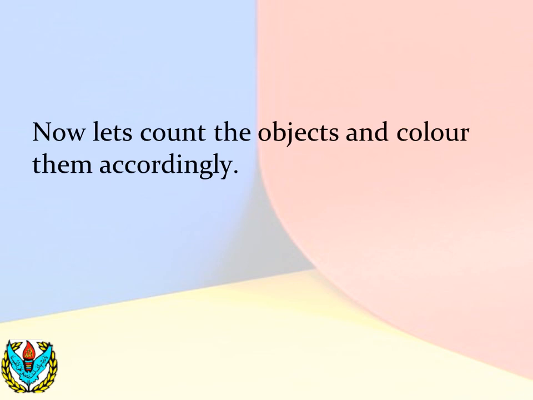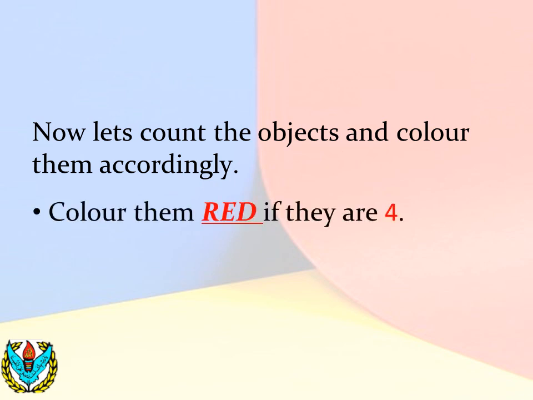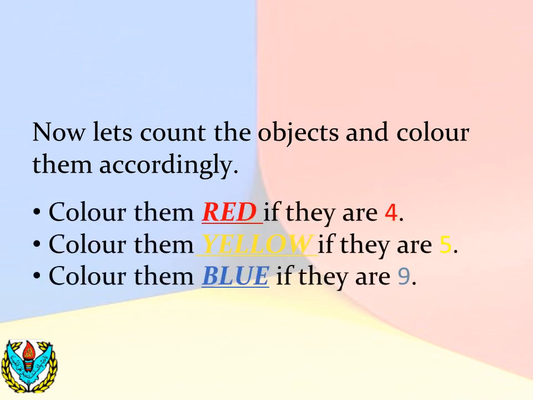Now let's count the objects and color them accordingly. We count objects. If there are 4 in total, we will color them red. If 5, we will color them yellow. And if there are 9 in total, we will color them blue.